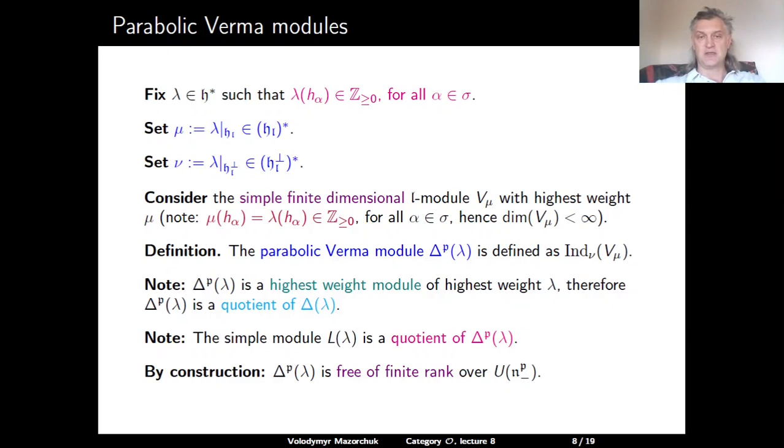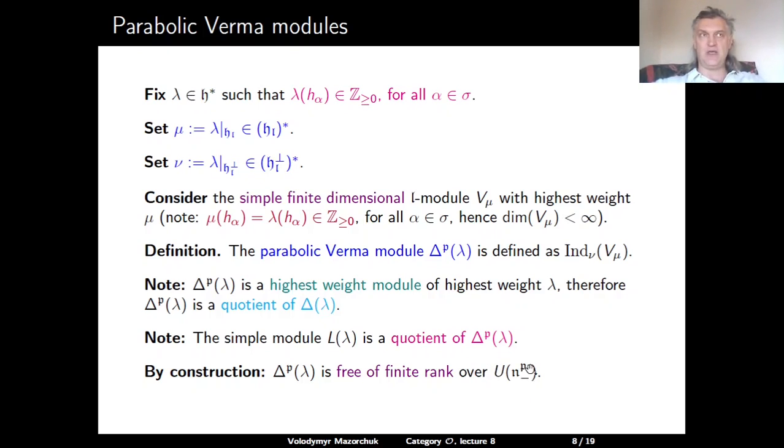By construction, since at the last step of the parabolic induction we have induction from P to G, the parabolic Verma module delta P lambda is free of finite rank, so this rank is the dimension of V mu, as a module over U of n minus P.